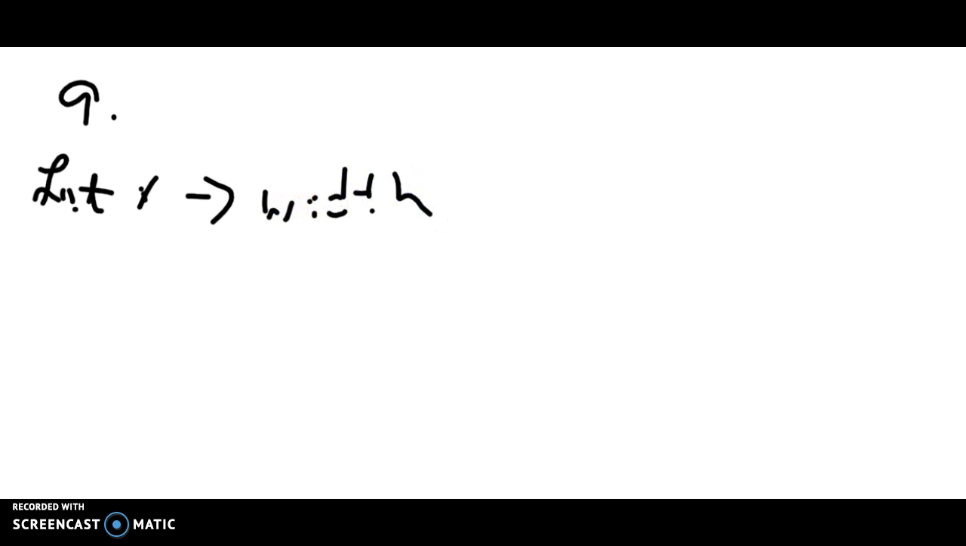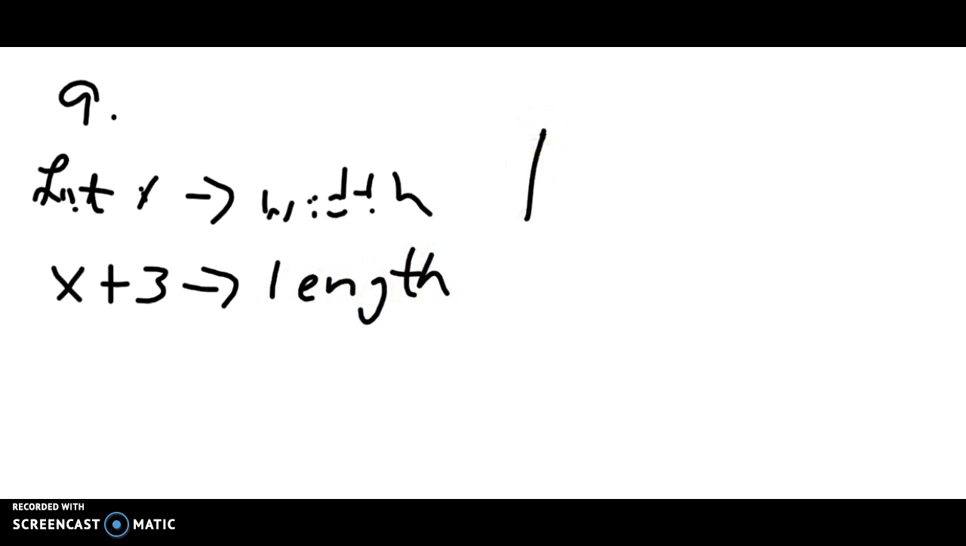Okay, so we're going to have to start with 9 all over again. So now, number 9, let me get my pen here. Number 9. So we have the let statement. X is going to be our width. And then we have x plus 3 is our other let statement, and that was our length. I can't remember what we started, so we're going to do it all over again.